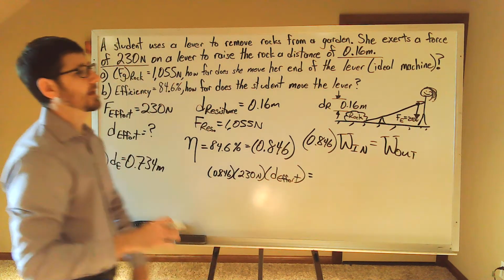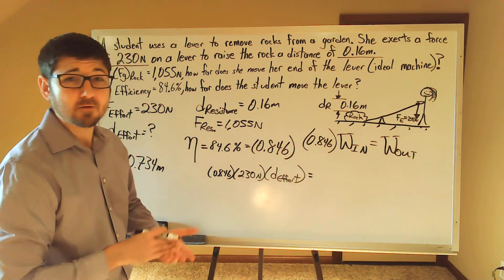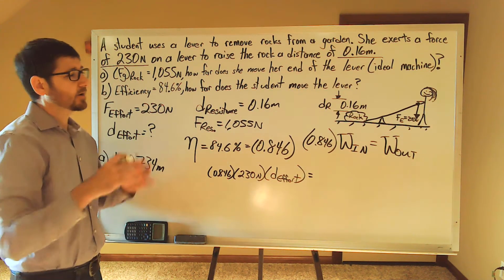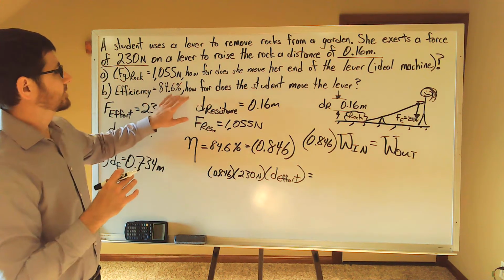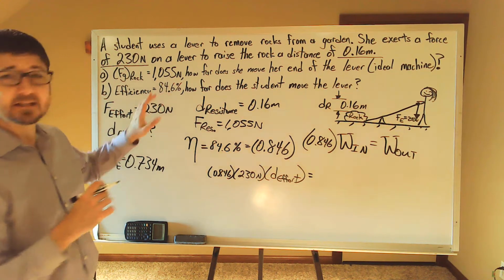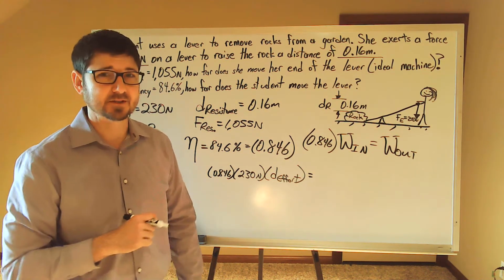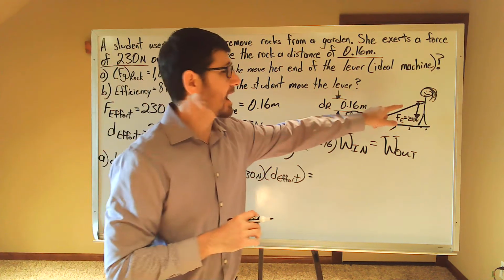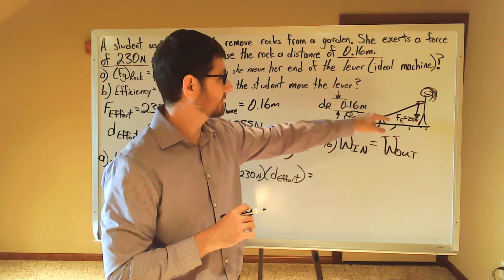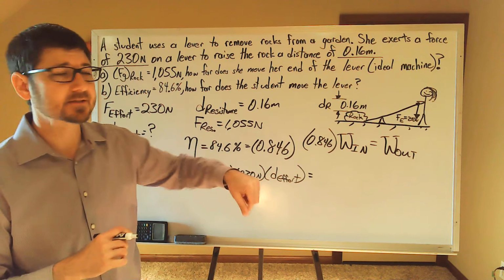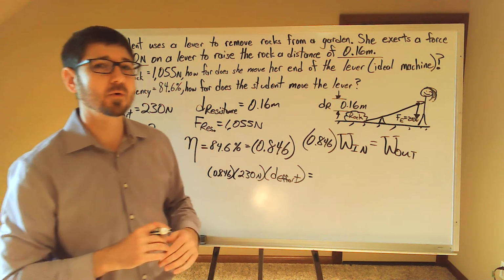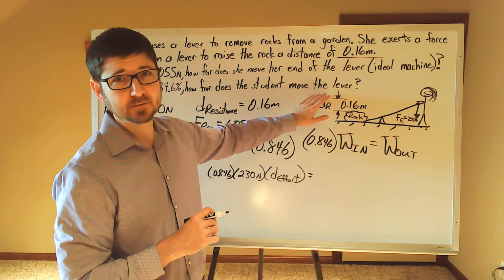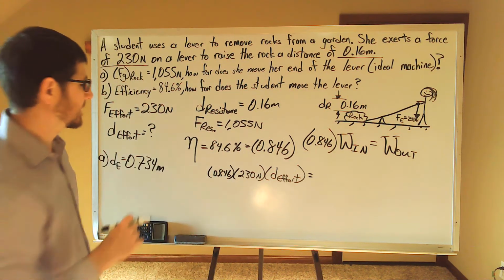Now before we go ahead and plug our values into the calculator, kind of be thinking, since our simple machine is only 84.6% efficient, it's not an ideal machine, will the student have to move her end of the lever a greater distance, an equal distance, or a distance less than what it was for the ideal machine? So let's just think about that.